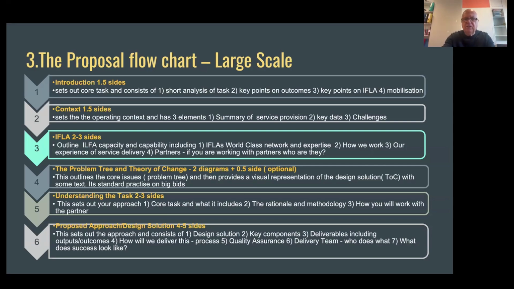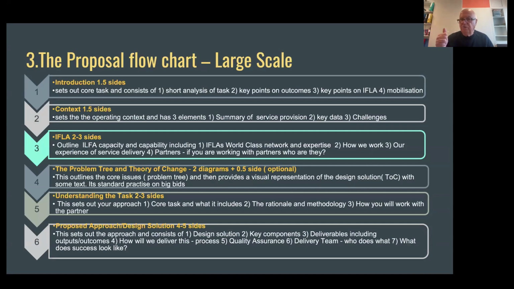And then you start to move into the solutions. You outline the problem tree. Here's the problem we're trying to solve. So you frame that. Here's how we're planning to solve it through our theory of change and the design solution. You then move into saying, this is how we understand the challenge, and this is what we're planning to do and why. So this bit about rationale and methodology is really important because you're saying, we've identified this problem, and this is how we're going to solve it. And we've decided this way because.